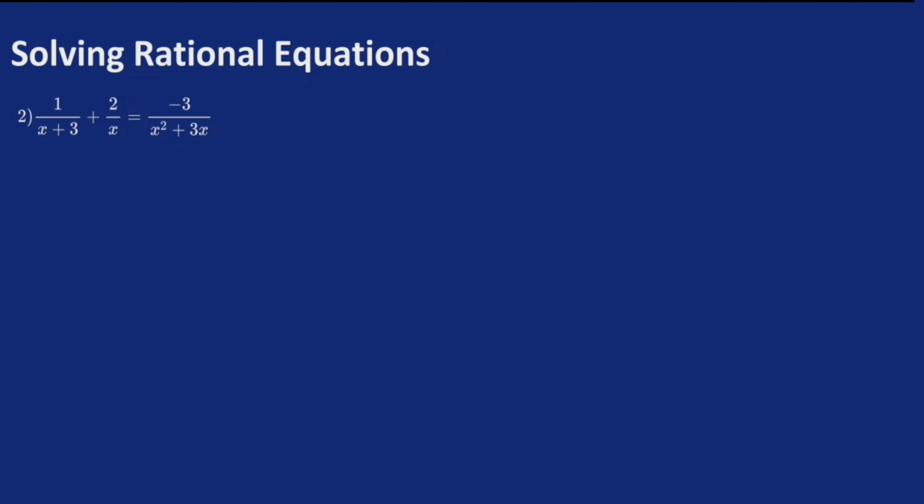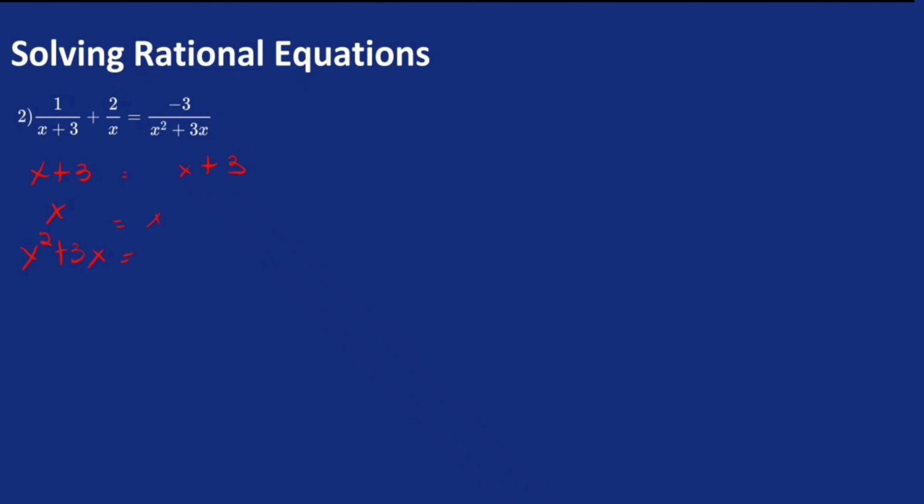Another example. Let's say we have 1 over x plus 3 plus 2 over x equal to negative 3 over x squared plus 3x. Again, determine the denominators. We have x plus 3, x, and x squared plus 3x. So factoring them, we know that x plus 3 can no longer be factored. So the factor itself is just x plus 3. And then for x, it's just x.